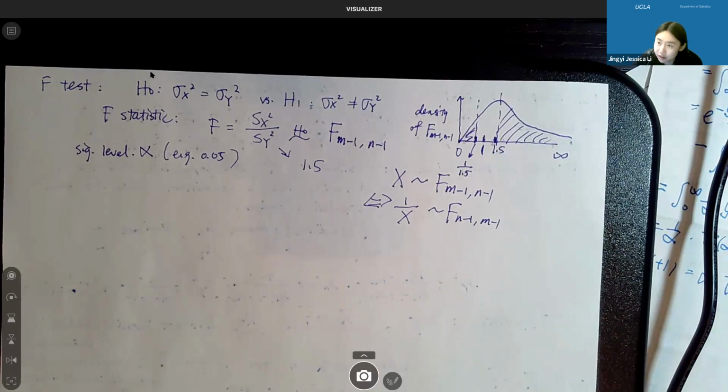Then a natural question I think people would say is, how about I just do the F test first, see if I reject the null. If I don't reject, I will do 2-sample t-test. If I reject the null, I will do the Welch's t-test. Would that be a good idea? And any thoughts on this?